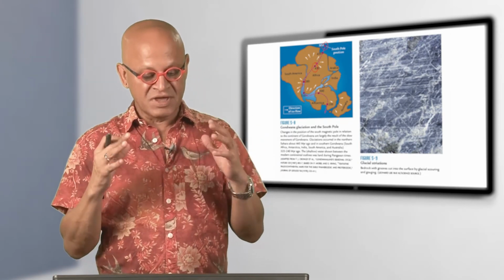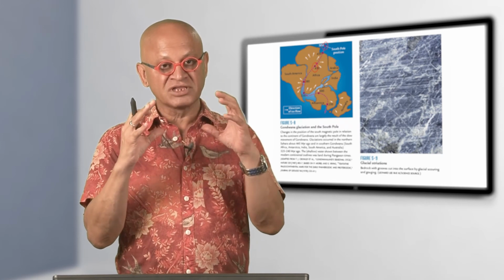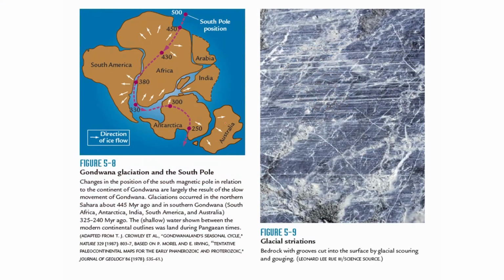So, it's amazing how the guy just saw the configurations and said continents must be moving. Okay? So, here are the glacial striations created by a glacier formation on land. So, the movement has obviously happened along these lines. The South Pole position 500 million years ago, 430 million years ago, 380, and so on and so forth.